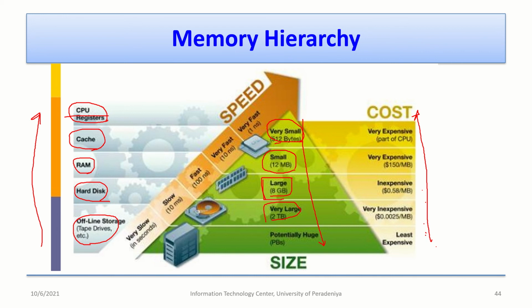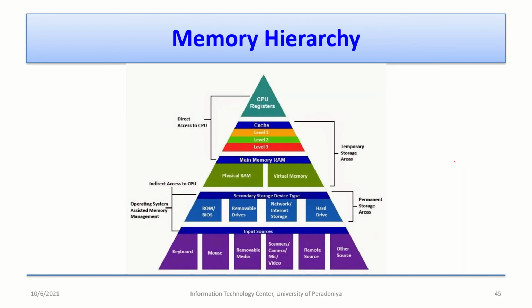Likewise, you must have an idea about this memory hierarchy. The next one is another picture of this memory hierarchy. You can pause the video and refer to this image. The CPU registers are the topmost of the memory hierarchy, directly accessible to the CPU. CPU registers, cache memory, and the main memory are all directly accessible to the CPU.